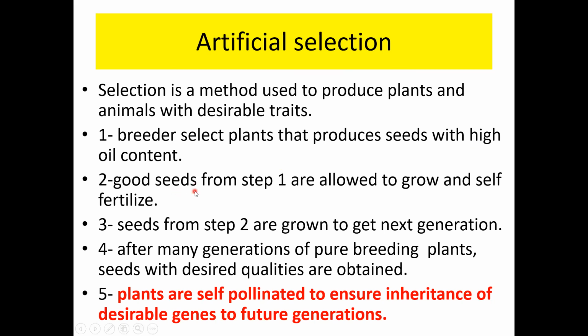Good seeds, which are healthier ones, are allowed to germinate. After germination, they are allowed to self-fertilize. Then the generations are produced, which are further mated with each other. After many generations of pure breeds, plants with the desired quality can be obtained. Please note down the slide. You can have a screenshot of it.